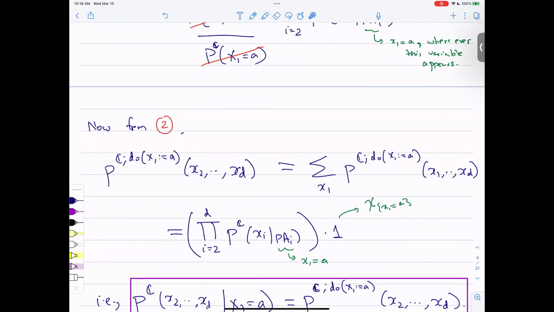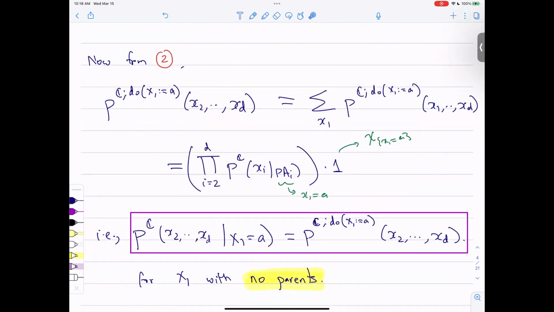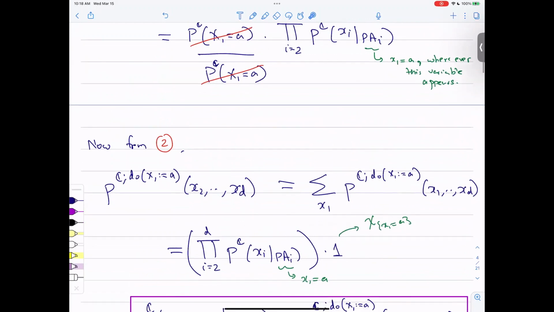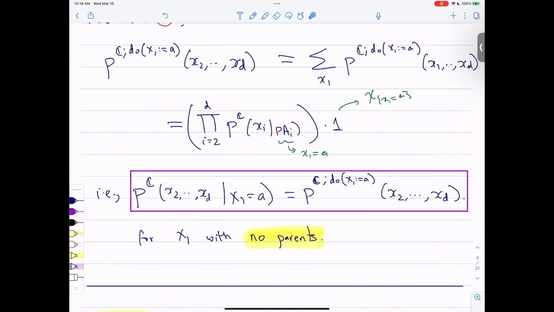And again, the factorization is the same for everything else. So you get the product from 2 to d of p of xi given parents of xi, where in the parents pa of i, x1 is always a. And therefore, we see these two expressions are exactly the same. So for x1 with no parents, the conditional distribution in the original model is the same as the intervention distribution in the second model. This is what was qualitatively clear when we talked about it. Now this is just formally writing everything, all the nuts and bolts of it. All right.